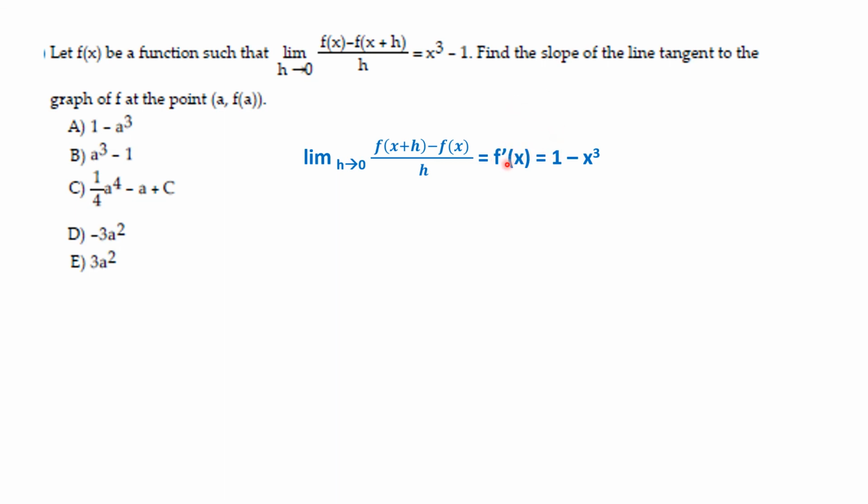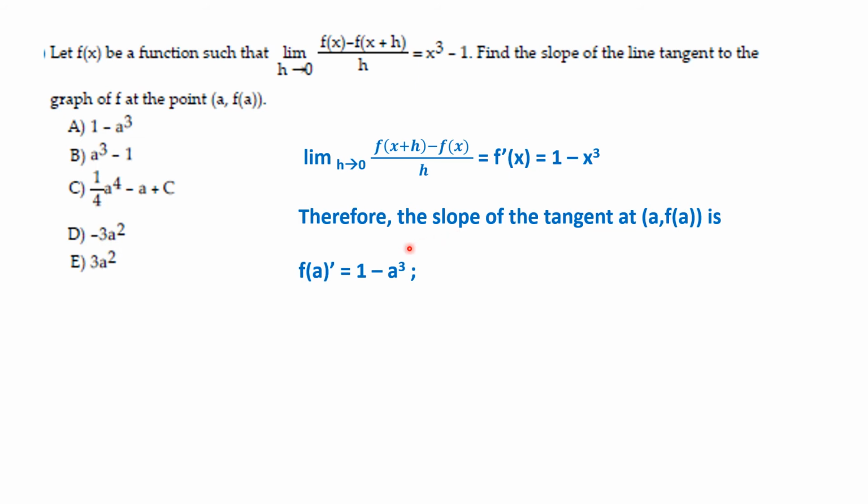So if that is the case, then we can go ahead and look at the slope of the tangent at the point a, f of a, because f prime will give us the slope. So instead of x, we replace it by a. If you do so, then f prime of a is equal to 1 minus a to the power 3, which is just the replacement. We just replace x by a, and that's what we're going to get. f prime of a is equal to 1 minus a to the power 3, which is option number A. So the correct answer is A.